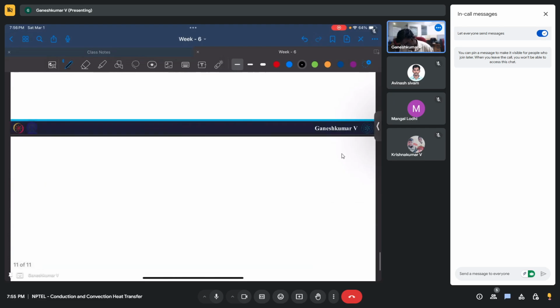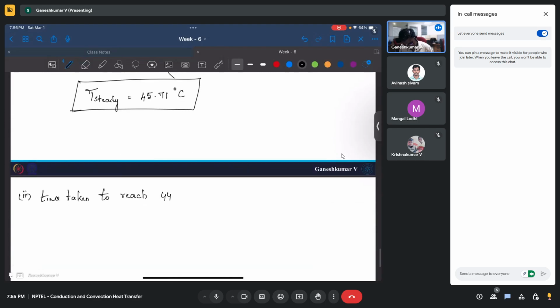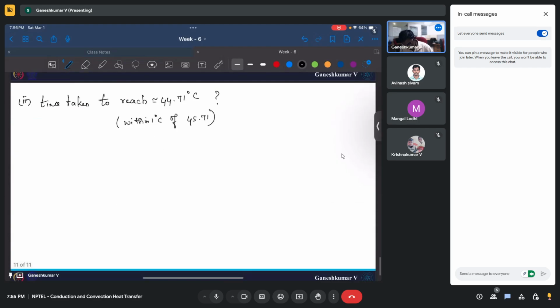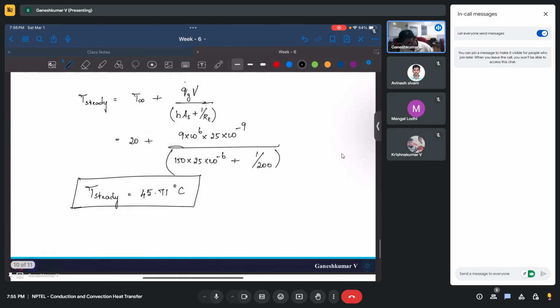So now the second part: let's say I want the time taken to reach within 1 degree Celsius of 45.71, which is 44.71 degrees Celsius. How much time does it take to reach 44.71? Okay, so this is going to be a transient analysis.